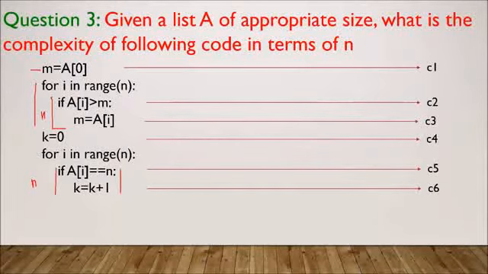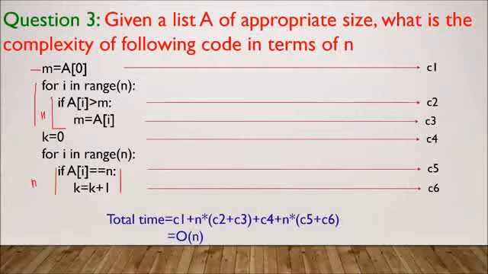So finally we will have the complexity: C1, which was outside the loop, plus n times the two statements within the first loop, C2 and C3. Then C4, that is k equal to 0, outside the loop. Then again the second for loop will be executed n times, into C5 plus C6, which was inside the for loop.